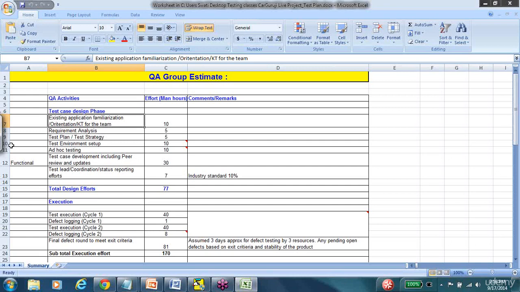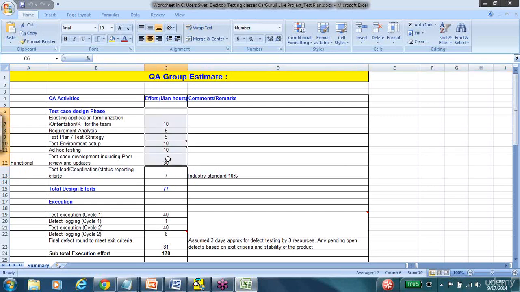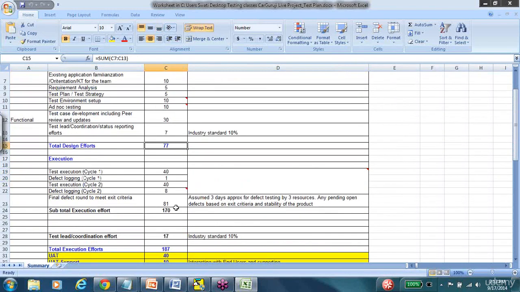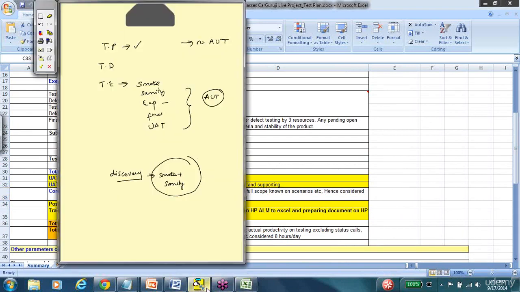Following the knowledge transfer and familiarization, there's requirement analysis, test planning, environment setup, ad hoc or exploratory testing, and test case development. These are all the activities performed by the team, which may or may not include the team lead, but the team lead independently has 10% of the entire effort allocated just for coordination, leading, and status reporting activities. Then the execution, where each cycle is planned out, and the UAT, and contingency. Contingency is a 25% factor in some companies. For some companies, it is a 30% factor.